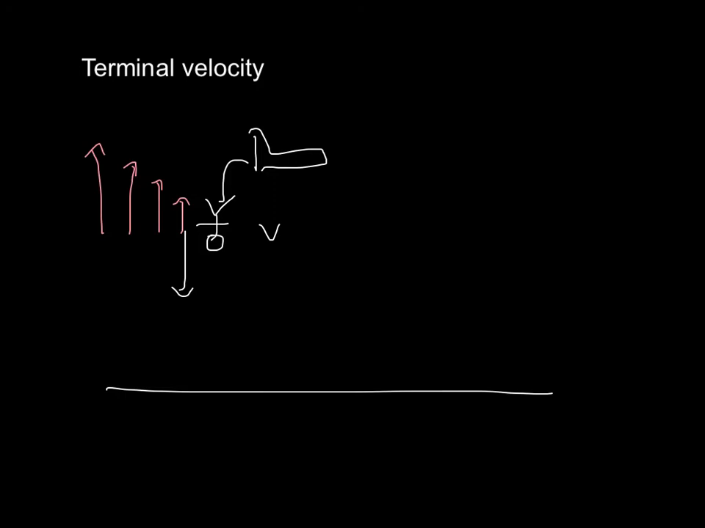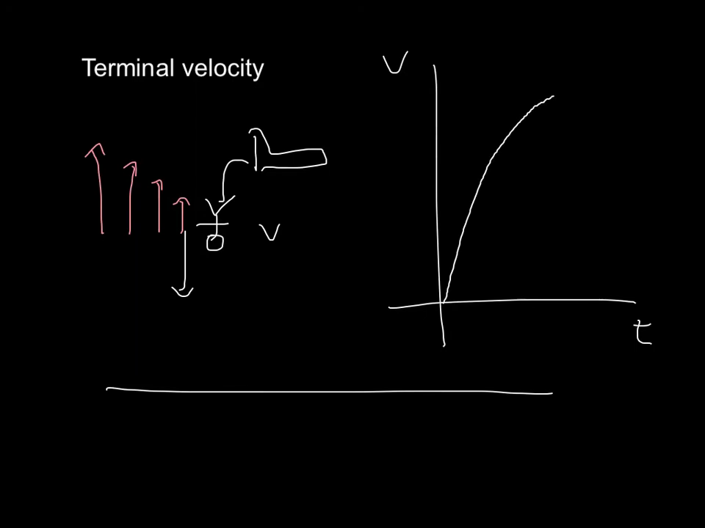So, terminal velocity. If we plot this, we will have something like this. Here's my velocity, here's the time. At the beginning, my velocity is increasing a lot, but then as it gets bigger and bigger, it starts to reach a point where it's always the same, and that's because the air resistance is exactly the same as the weight.